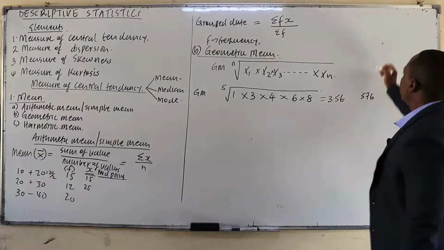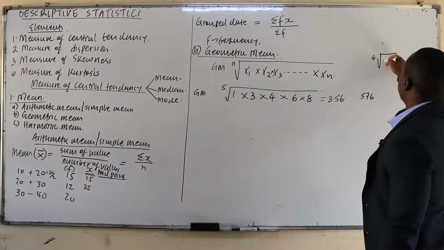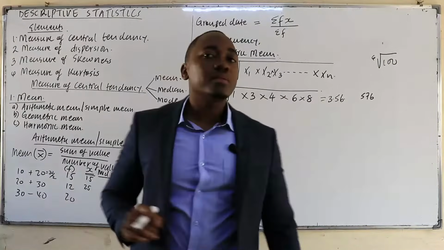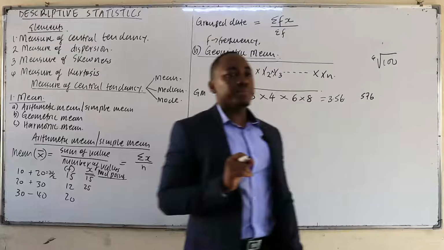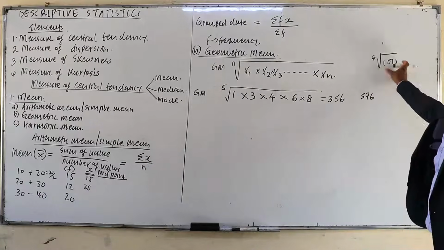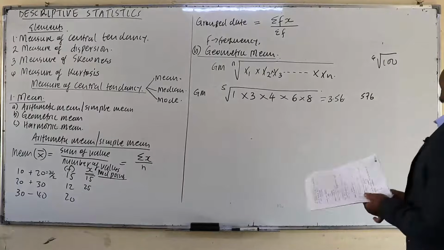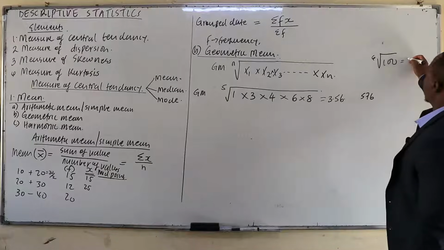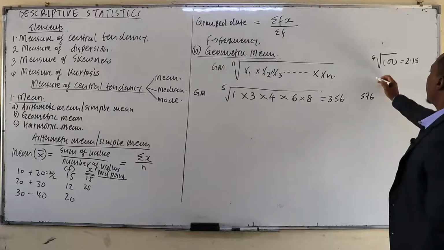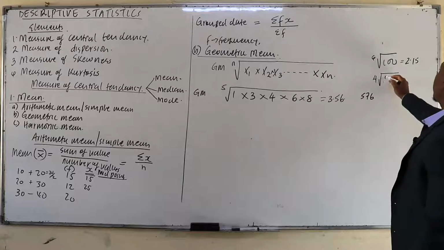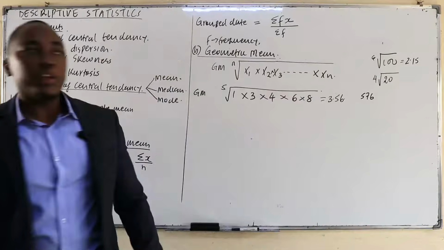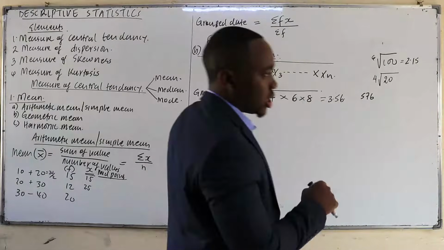So can you compute for me the sixth root of 100? To get the sixth root of 100, you press 6, shift, raised to power, and then 100, equals. What do you get? 2.15. Also now, compute for me the fourth root of 20. Give me the fourth root of 20. You press 4, shift, raised to power.